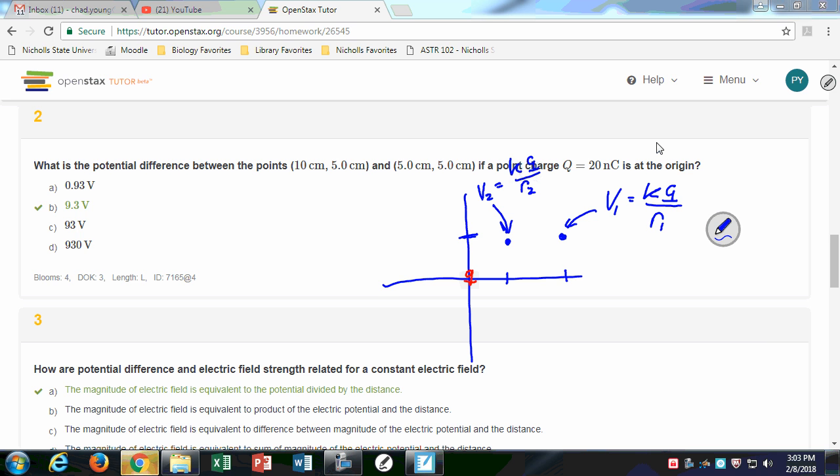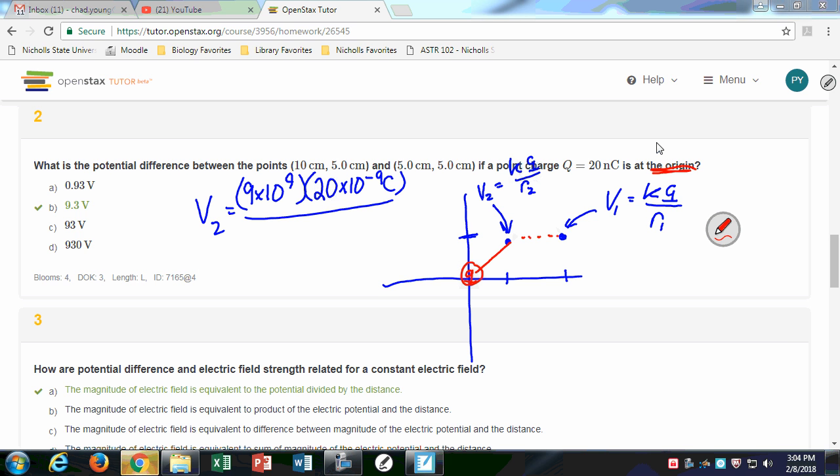So for example, let's just do V2. V2 is 9 times 10 to the 9th, Q is 20 times 10 to the minus 9 coulombs. I have to convert it to coulombs from nanocoulombs. And now R, and this is probably where you got stuck, because a lot of people took this distance, but that's not right. That's not the distance that you want. You want to know the distance to this charge, which is at the origin.